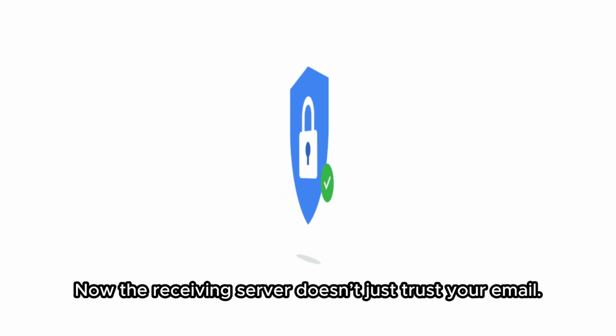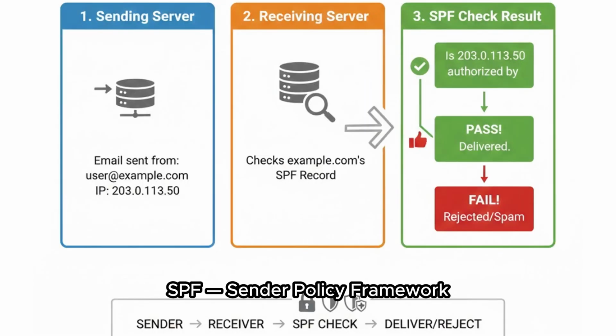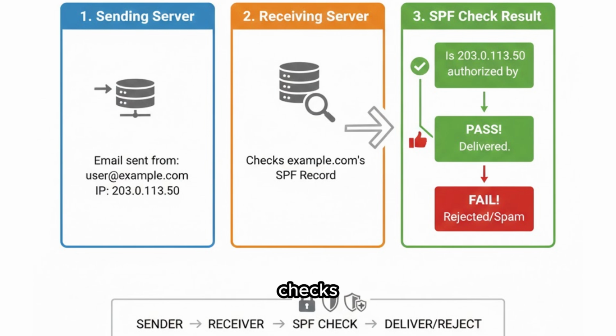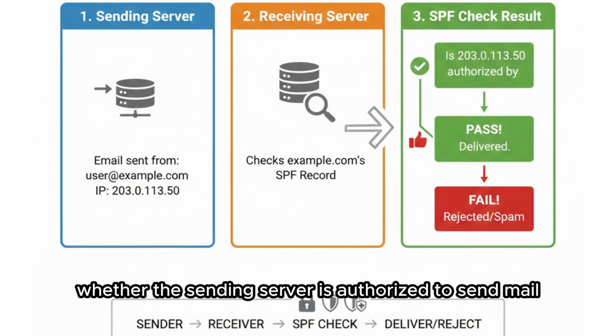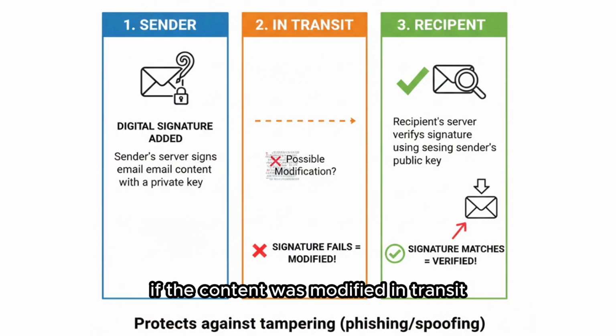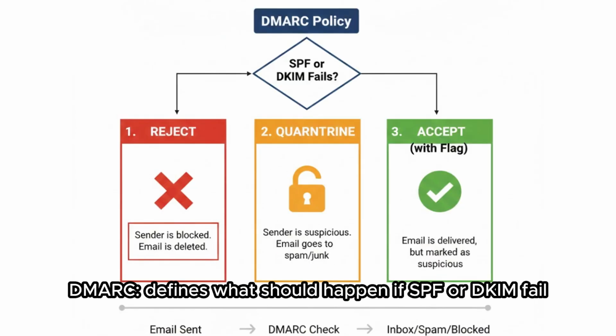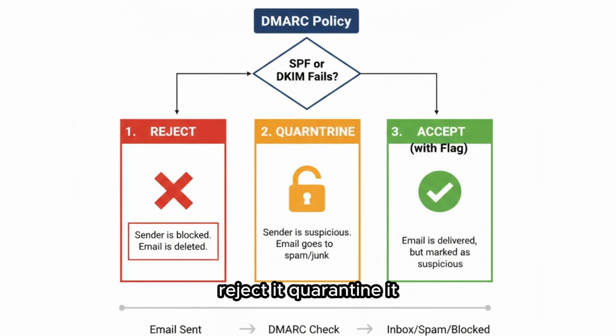Now the receiving server doesn't just trust your email, it runs multiple checks. SPF, Sender Policy Framework, checks whether the sending server is authorized to send mail for that domain. DKIM verifies the digital signature added earlier. If the content was modified in transit, the signature fails. DMARC defines what should happen if SPF or DKIM fail. Reject it, quarantine it, accept but flag it.